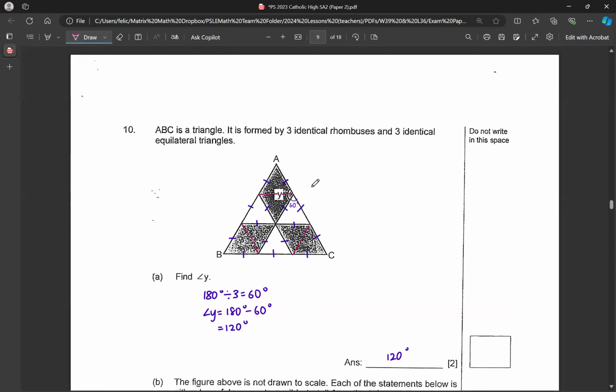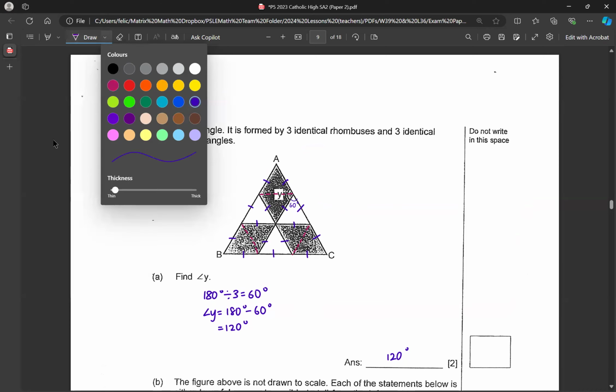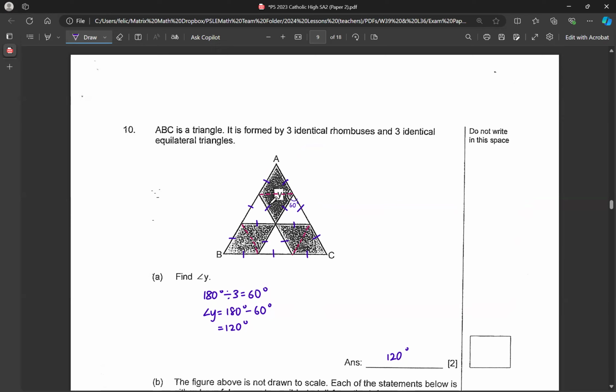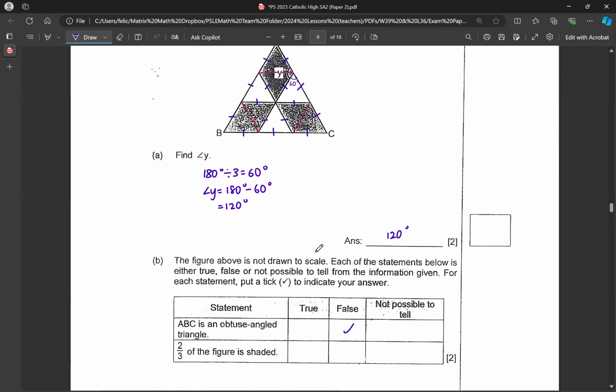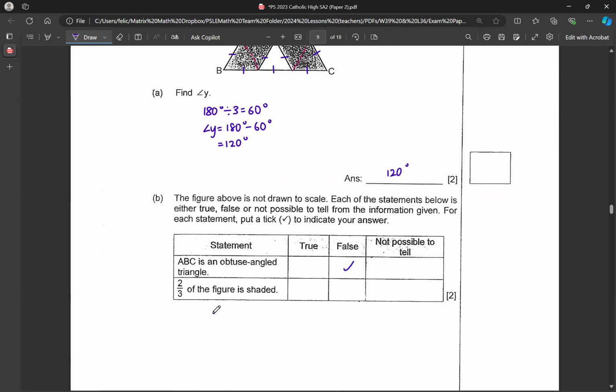Right, so now you just count how many triangles are shaded, how many triangles in total, and create a fraction from that. Shaded triangles, 1, 2, 3, 4, 5, 6. 6 shaded triangles. Total triangles, 1, 2, 3, 4, 5, 6, 7, 8, 9. So it's 6/9 shaded. If you simplify 6/9, yes, it's 2/3. So this statement is true.